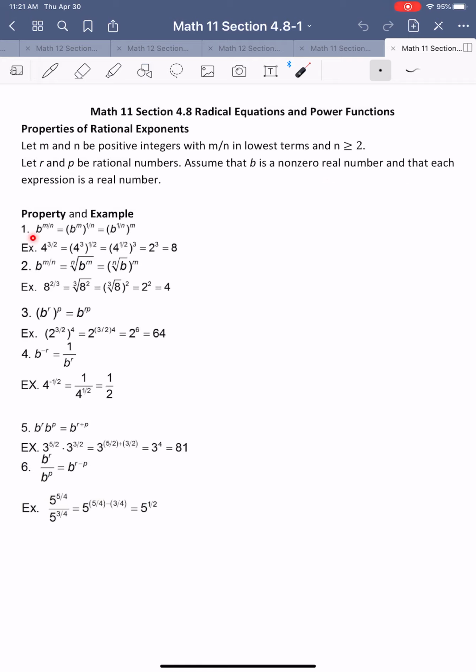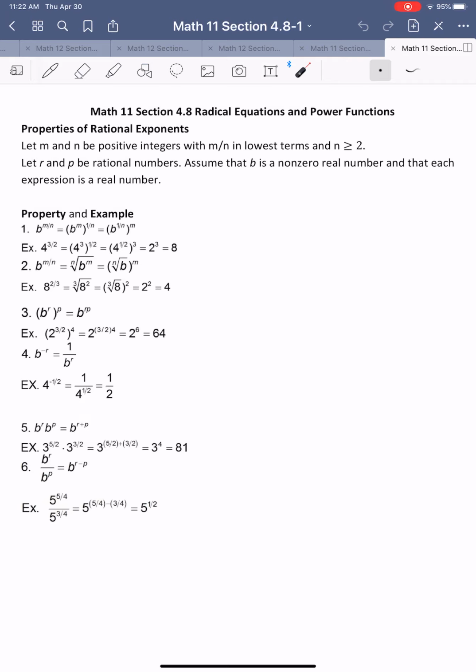First one, b to the m over n, which is the same as b to the nth power, to the 1 over nth power. Or you can just interchange that. For example, when you have 4 to the 3 halves, it's the same as 4 to the 1 half, and then to the third power, which equals 8. And b to the m over n is the same as the nth root of b to the mth power, or you can pull the nth power outside. When you have 2/3, it means the cube root of x squared, and then you can get this.